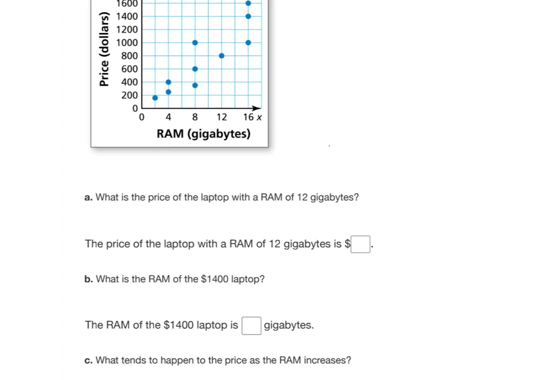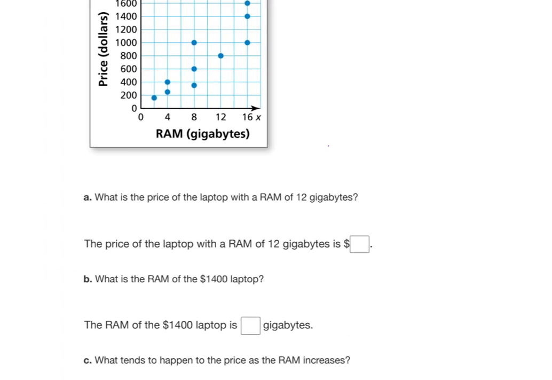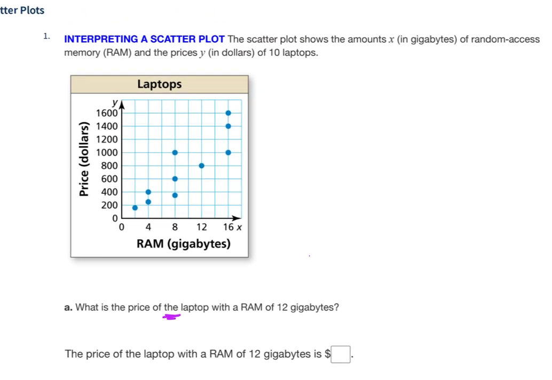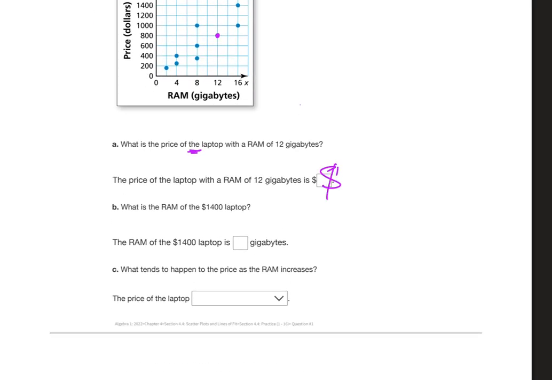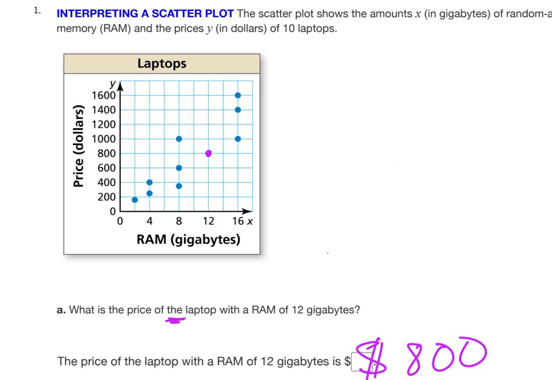It says, what is the price of the laptop with a RAM of 12 gigabytes? Well, with that information, we can have a really specific outcome. So we can just look, and it is $800, okay? So 800, right? What is the RAM of the $1,400 laptop? Well, let's see. Here is $1,400. It is 16 gigs.